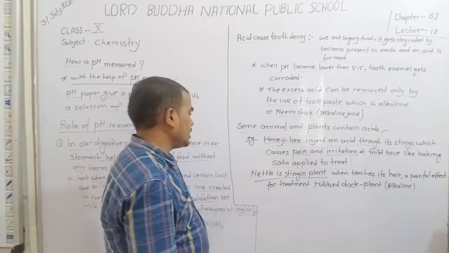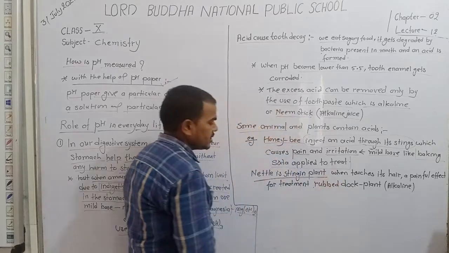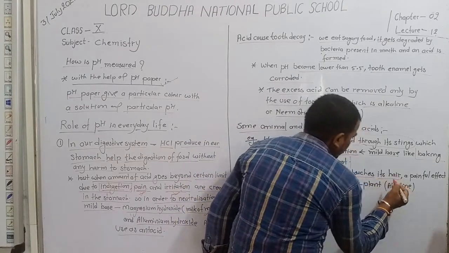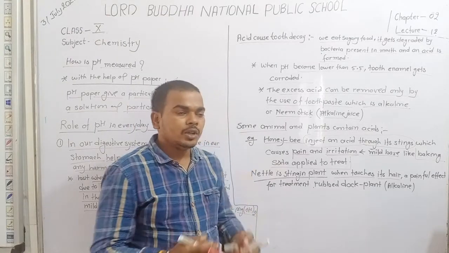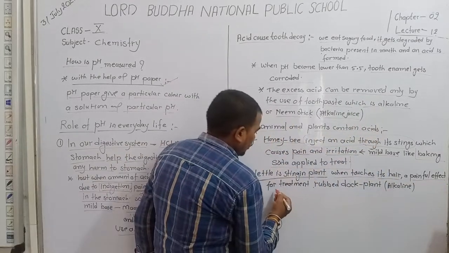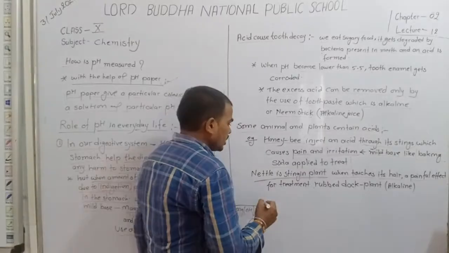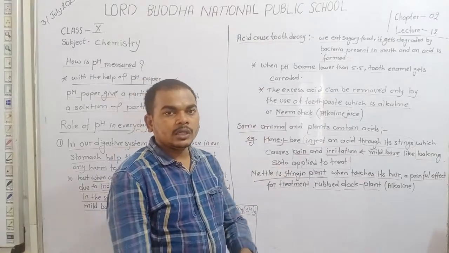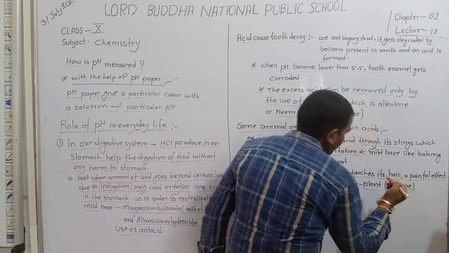Now let us discuss a plant. Nettle is a stinging plant. When we touch its hairs, a painful effect is created. For the treatment of this, rub the dock plant on the affected area, because the dock plant contains alkaline.